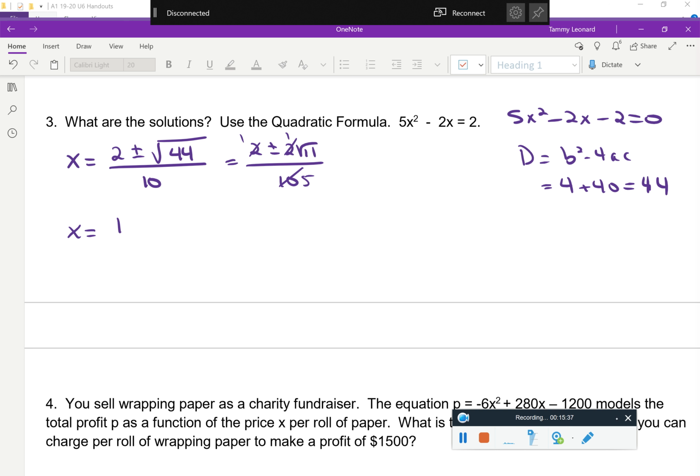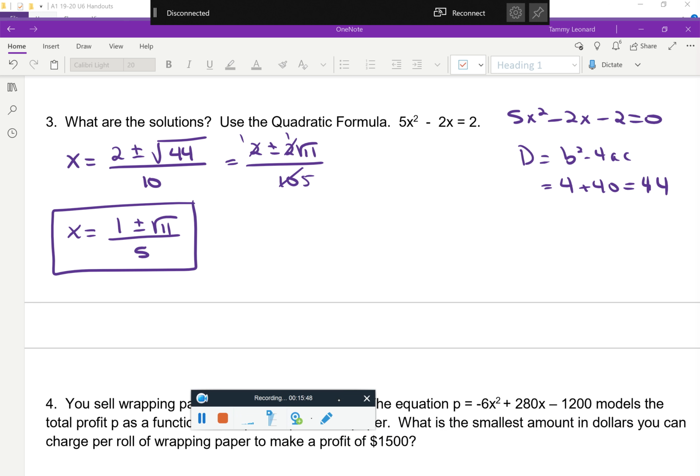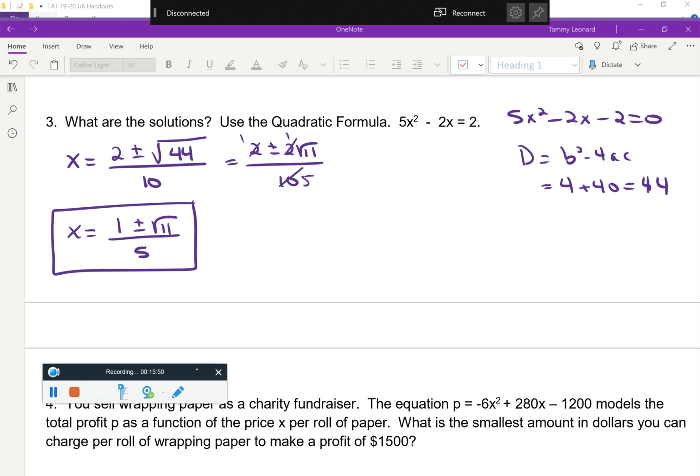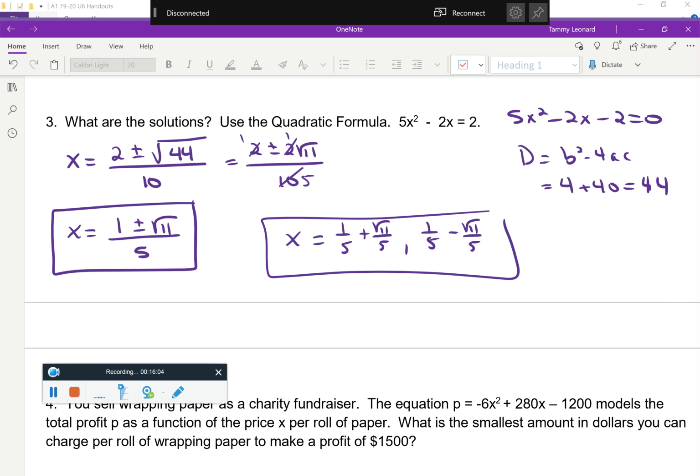I am perfectly fine with your answer looking like this, 1 plus or minus root 11 over 5, as long as you understand that that is 2 answers. Your book won't give the answers that way. Your book is likely to write them this way, x equals 1/5 plus root 11 over 5, comma, 1/5 minus root 11 over 5, to emphasize the fact that those are 2 solutions and that each solution is either a sum or a difference.